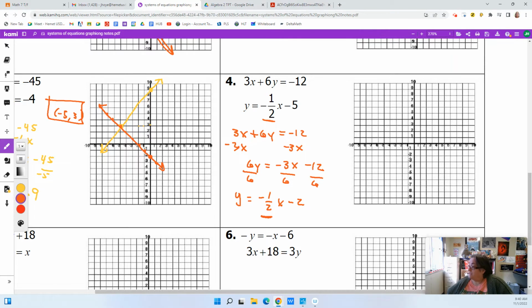We can graph them. I can have my point at negative 2, and I go up 1 over 2, up 1 over 2. I could do this forever, right? Or I could go down 1 over 2, down 1 over 2. I can graph these forever and ever and ever. And if I look at the other one, I have a point at negative 5. Do a different color.